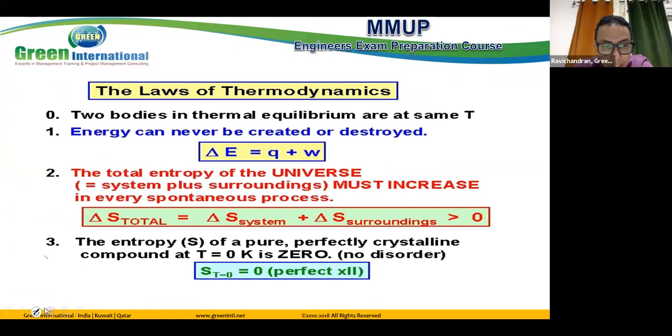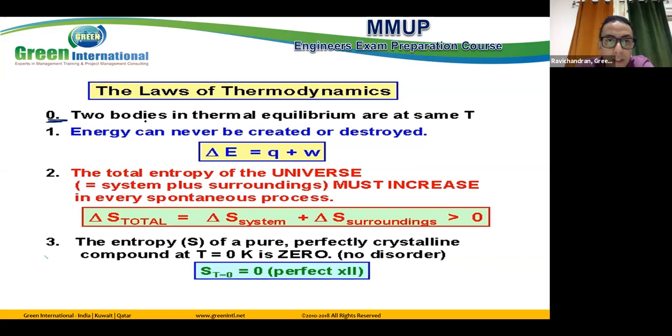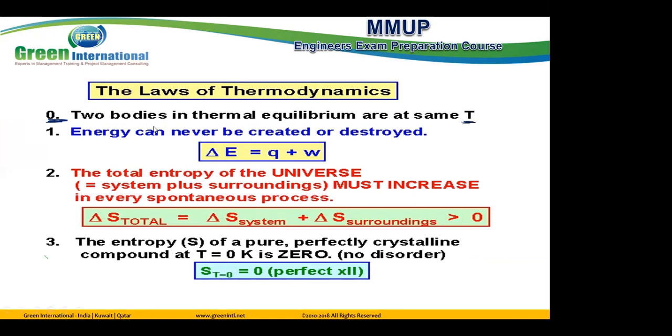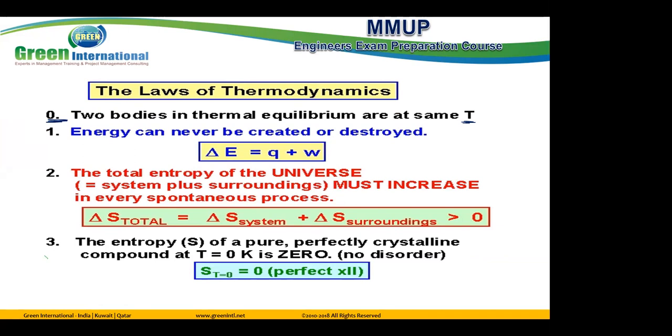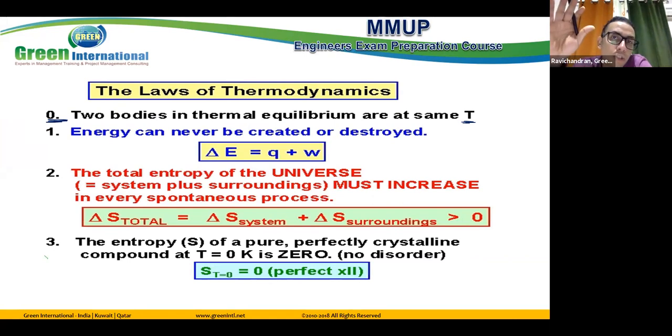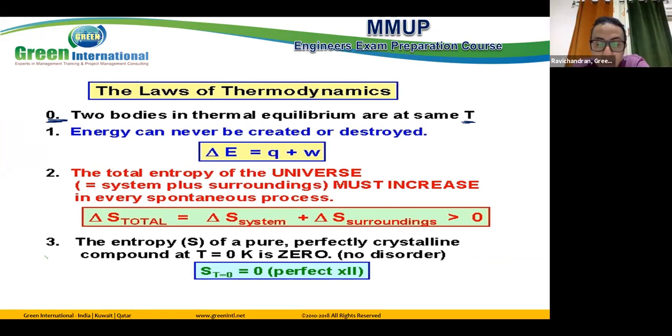First law of thermodynamics, second law of thermodynamics and third law of thermodynamics. Actually, the zeroth law of thermodynamics we studied last session, which means two bodies in thermal equilibrium have the same temperature. First law of thermodynamics: energy can never be created or destroyed. It is going to change from one shape to another, or from one phase to another, but never be created or destroyed.